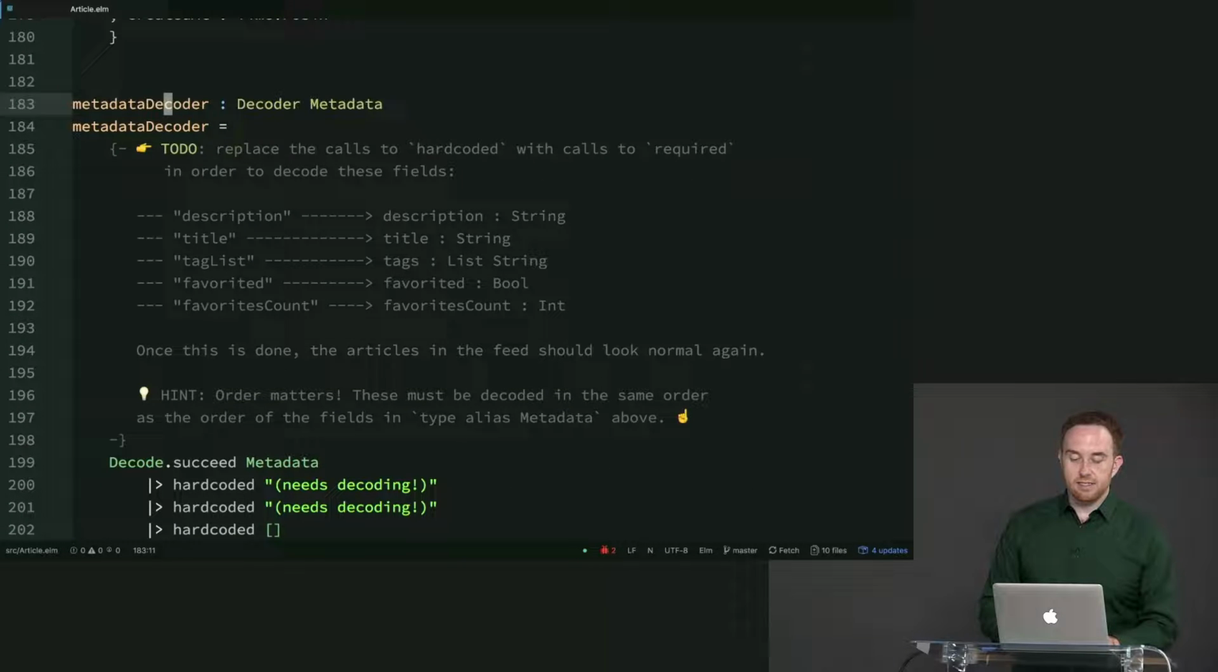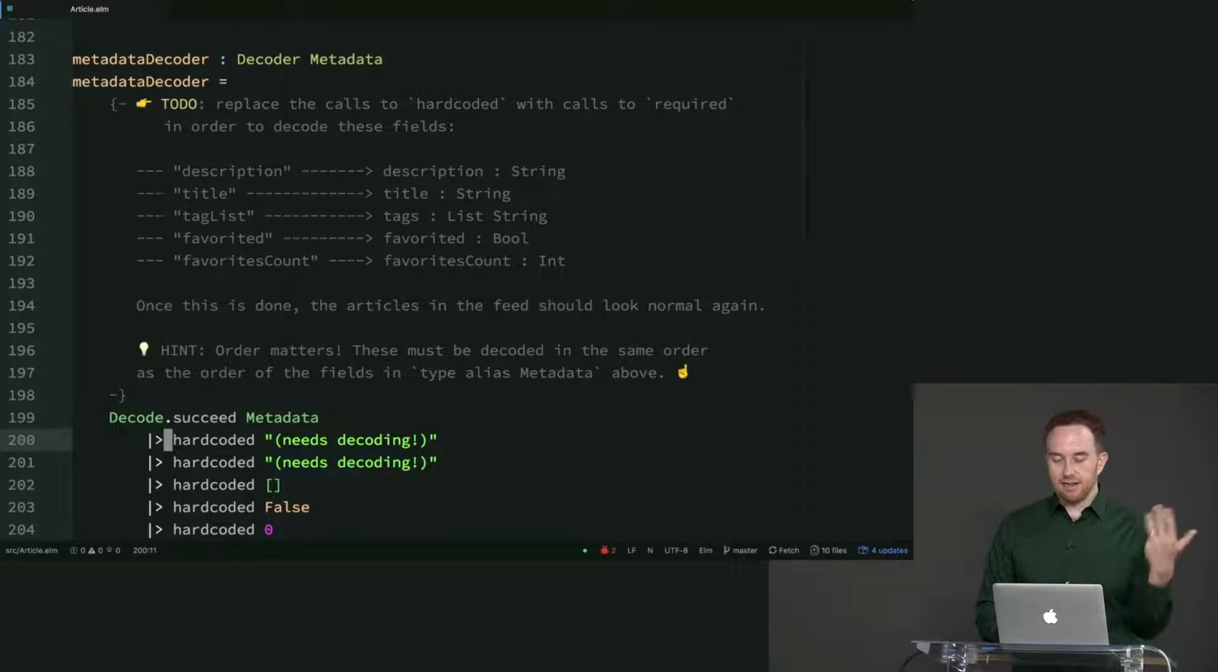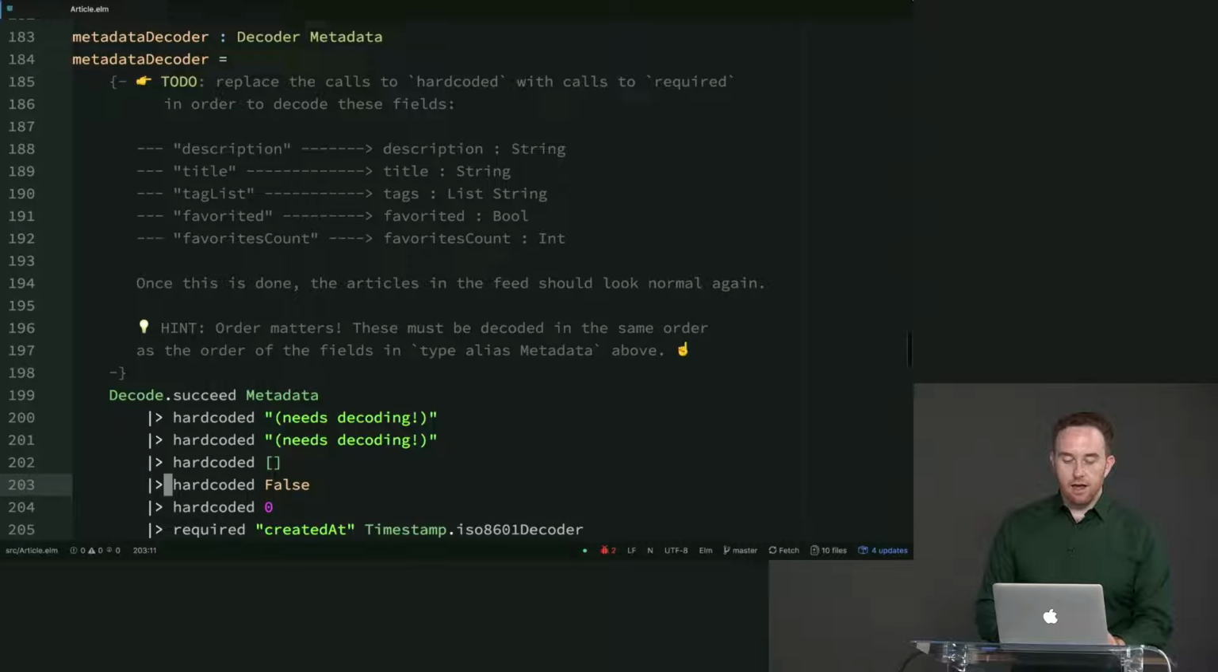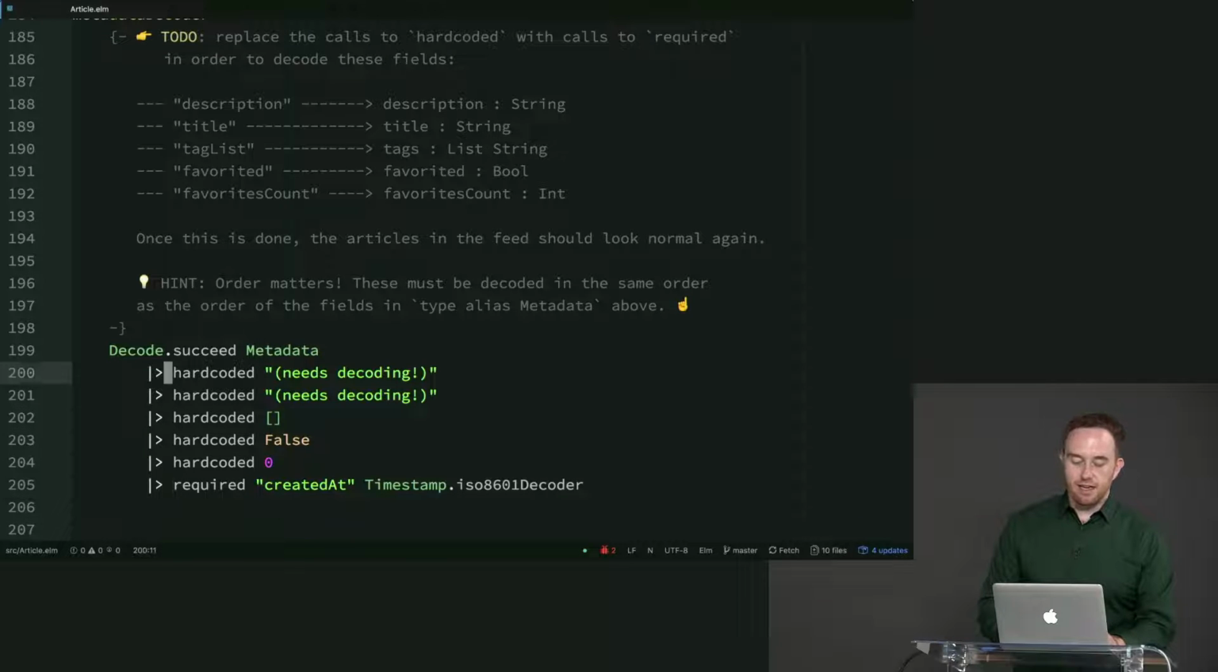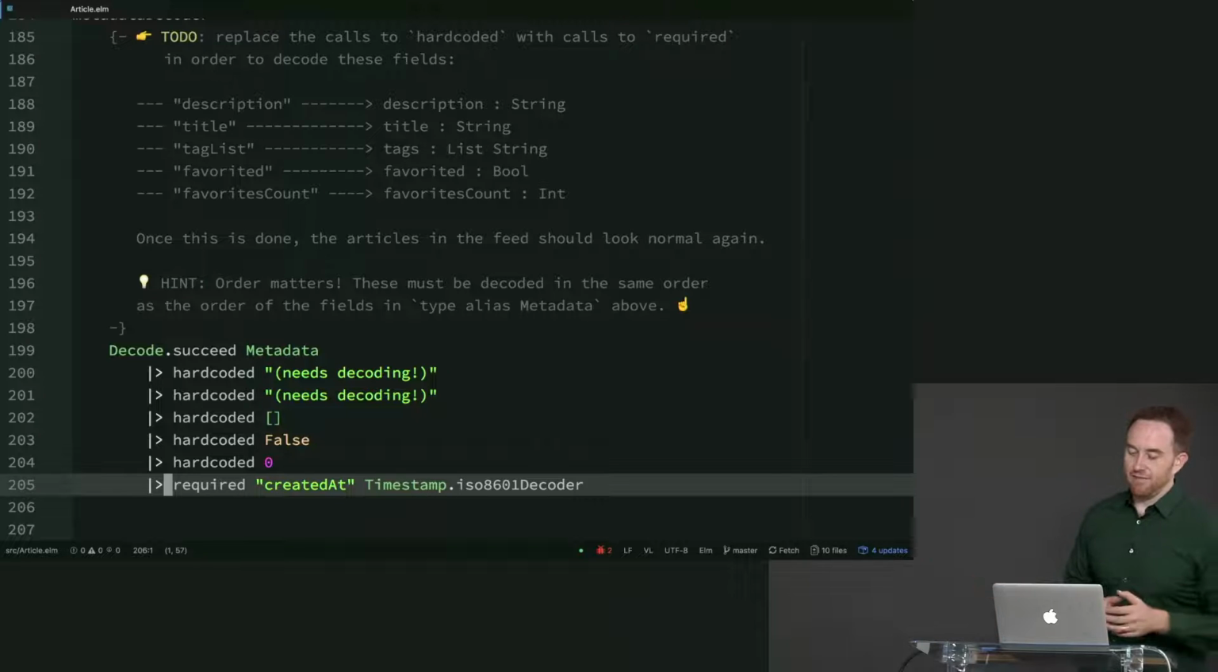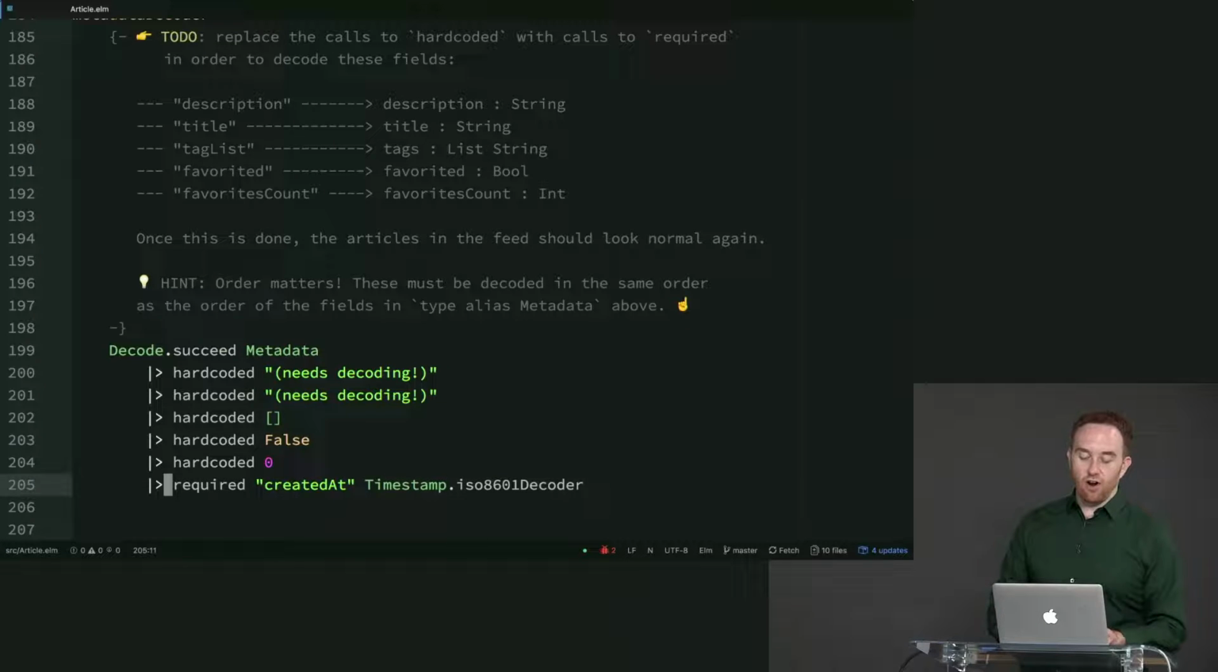So this right here is a metadata decoder. It's decoding some metadata about the articles, which is to say things like the title and the description and all that. And we've got, as you can see, required for created at. That's the only one that we actually have implemented, and all the others are hard-coded.